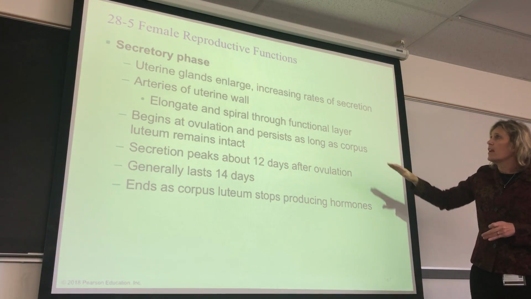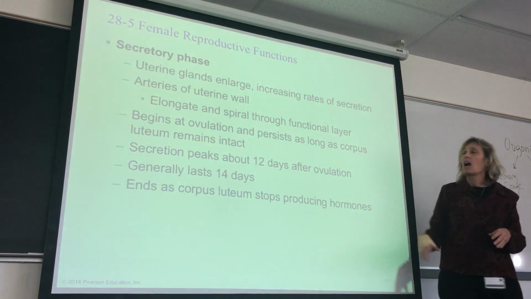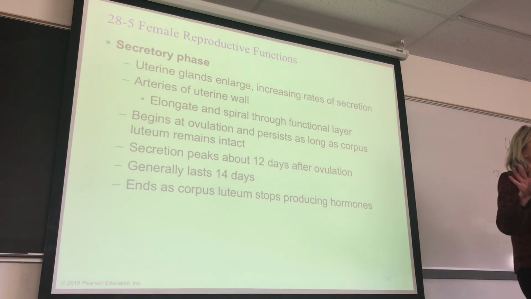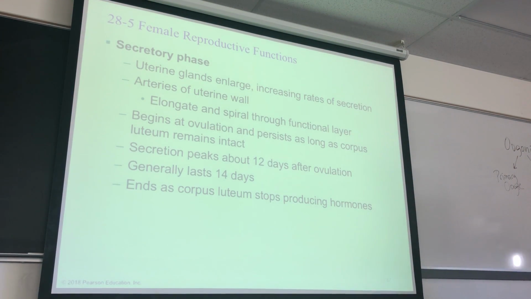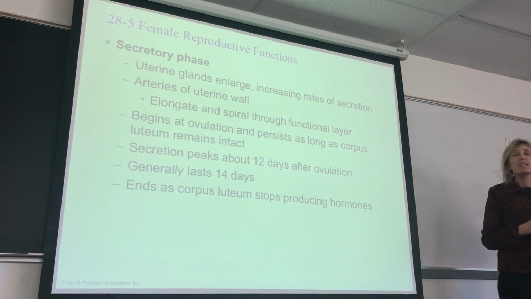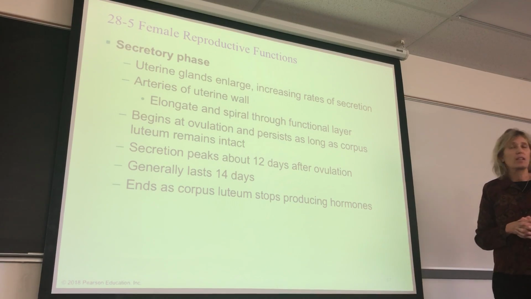In the secretory phase, uterine glands start to enlarge, and more secretions are produced. As long as the corpus luteum remains intact, the secretory phase will continue on. The only way that the corpus luteum is going to stay intact long term is if the egg gets fertilized, if the oocyte gets fertilized.